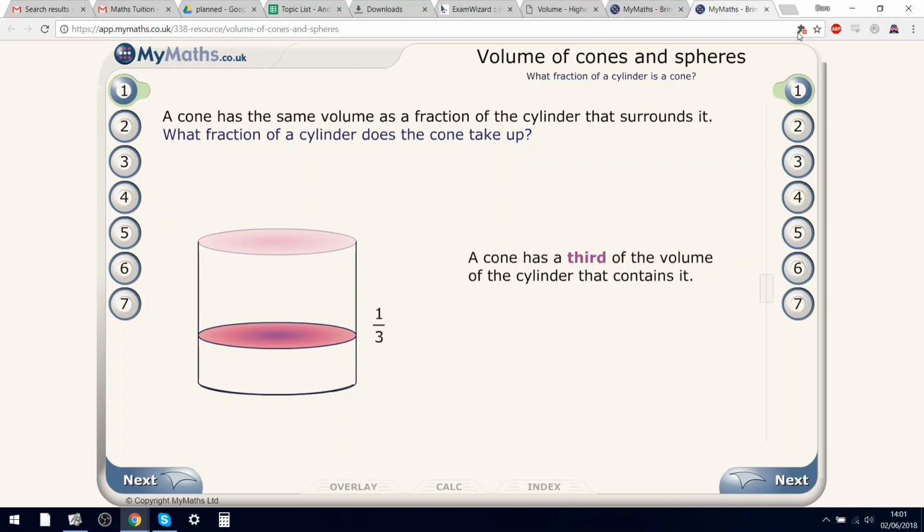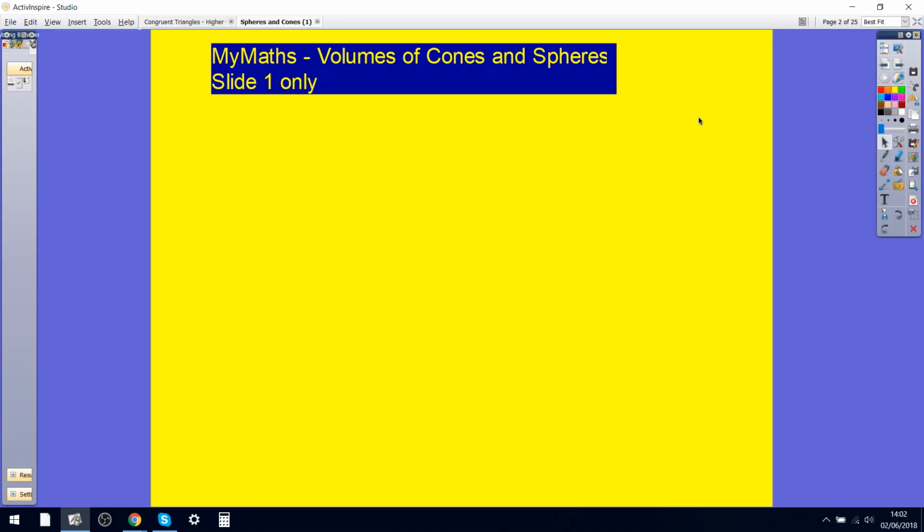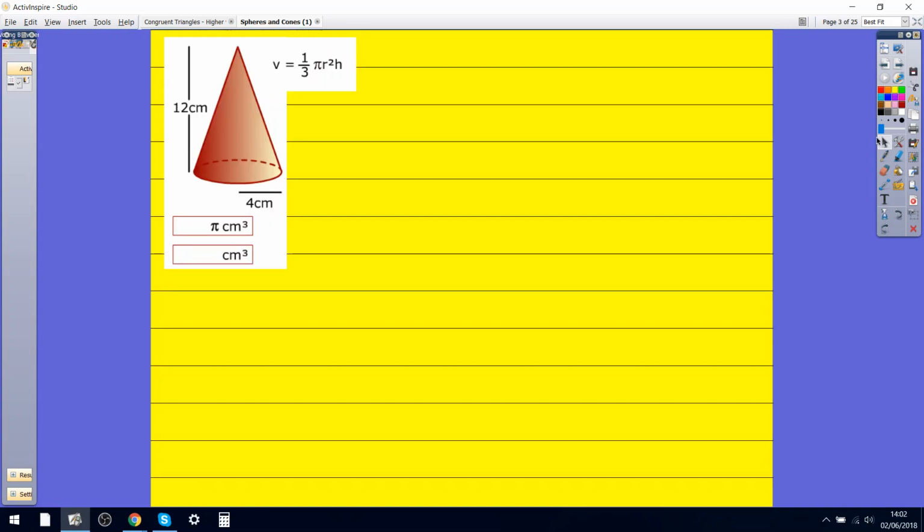Anyway, so a cone, if you boil it down, is 1/3 of a cylinder. And so if the volume of a cylinder is pi r squared h, then the volume of a cone is 1/3 pi r squared h. And I believe you're given that formula, but that's it there. So the volume is 1/3 of pi r squared h. So any idea how you could use that to find the volume of this cone?